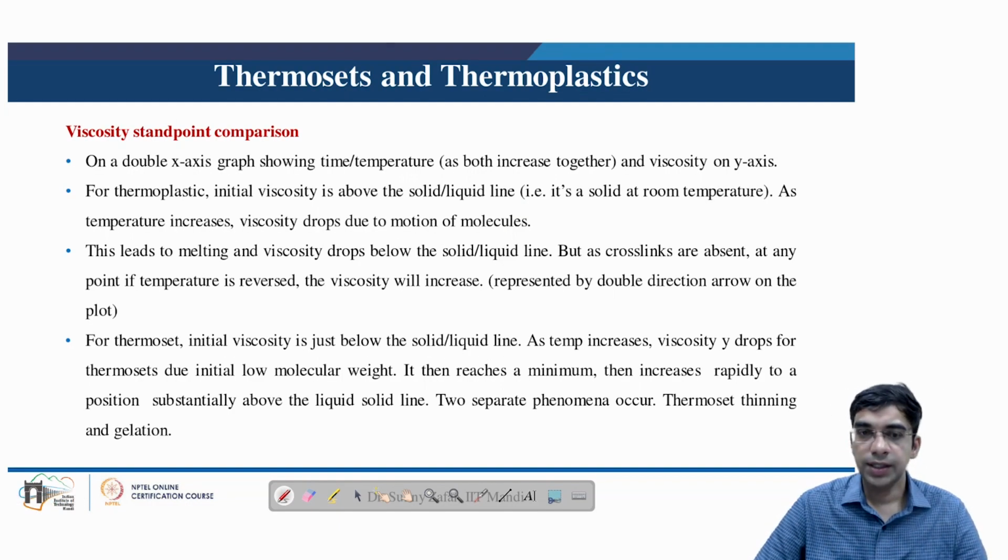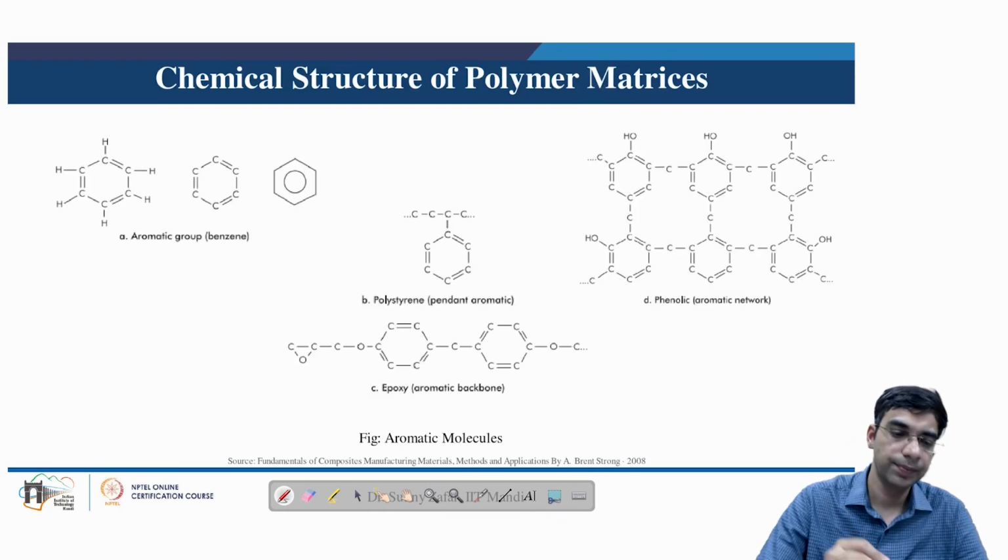For the thermoset, the initial viscosity is just below the solid-liquid line. As the temperature increases, the viscosity drops in thermosets due to lower initial molecular weight, because while the crosslinks are absent, the molecular weight is less. It reaches a minimum, then it rapidly increases substantially above the solid-liquid line. Two separate phenomena occur: thermoset thinning and gelation. Thinning occurs as the viscosity is reducing, and gelation occurs as the viscosity increases.